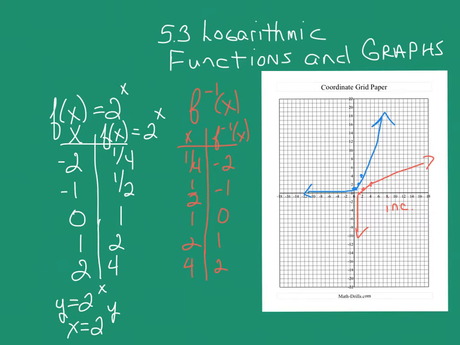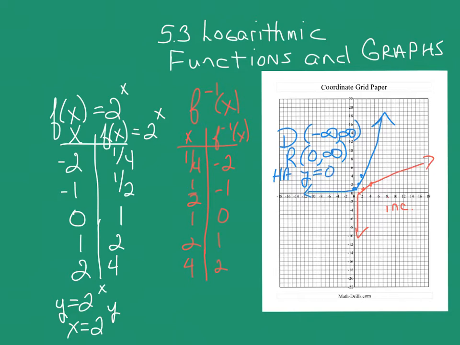For our original function, our domain was all reals, and our range was 0 to infinity. We said it was one-to-one. It was increasing. The horizontal asymptote was y equals 0.